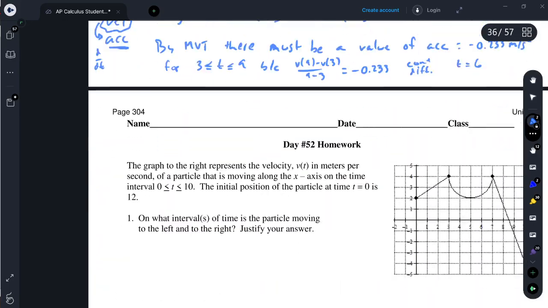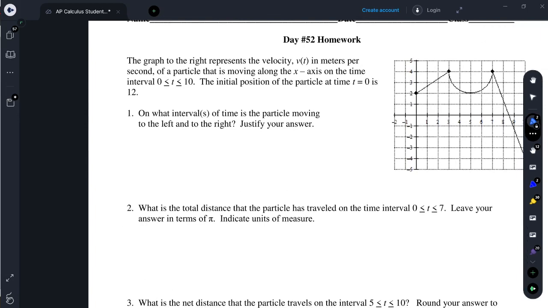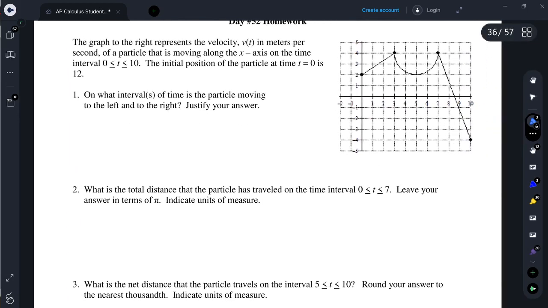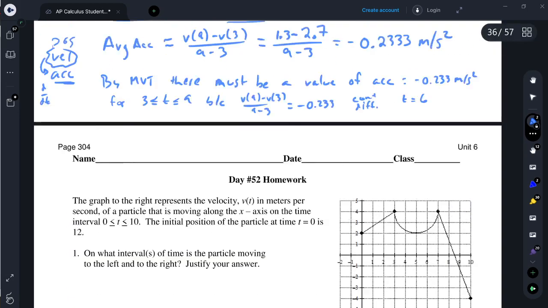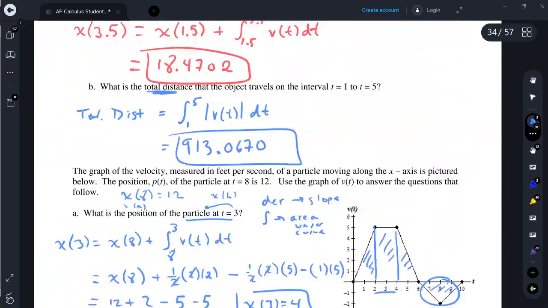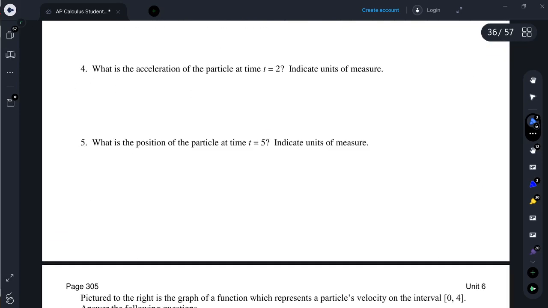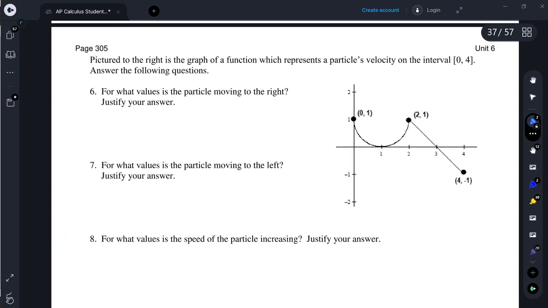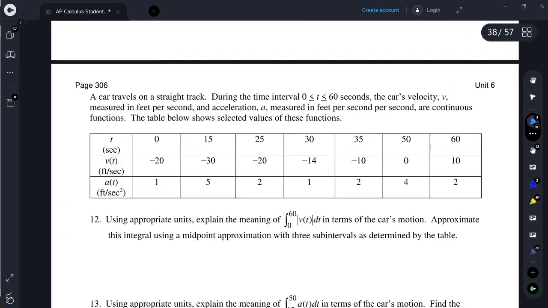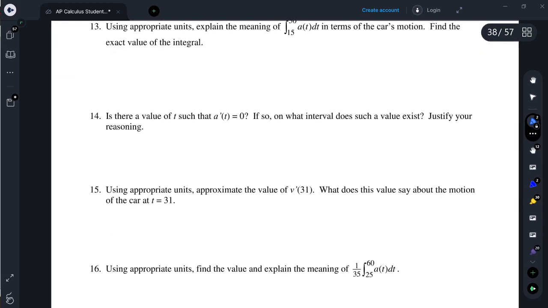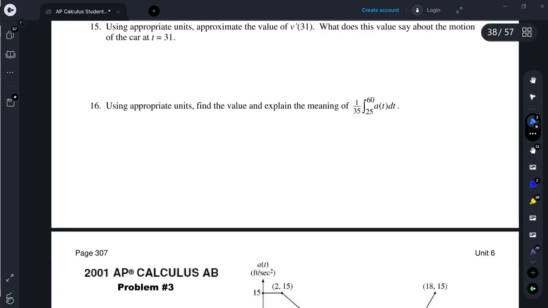All right, so our homework is going to be the day 52 homework. We have a graph question. For that graph question, you'll want to go back up to our graph example. And then we will have another graph question. And then we have a table question. And that's it. We do not have, for this one, an equation.